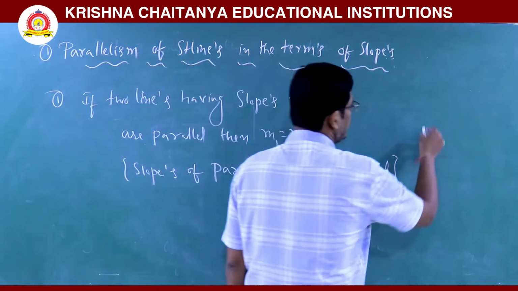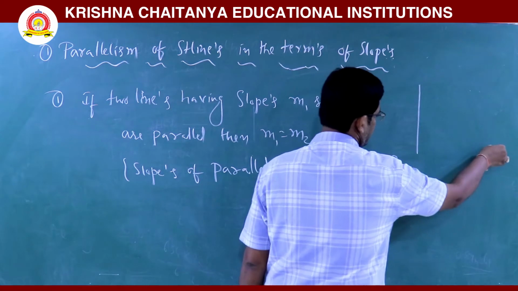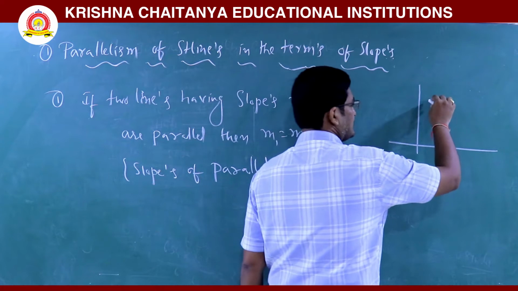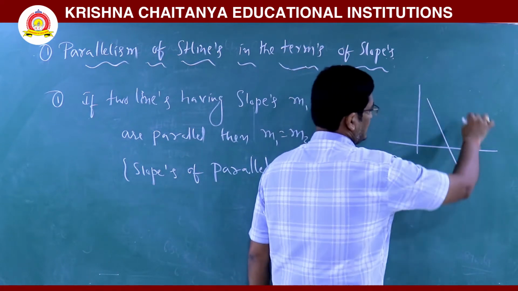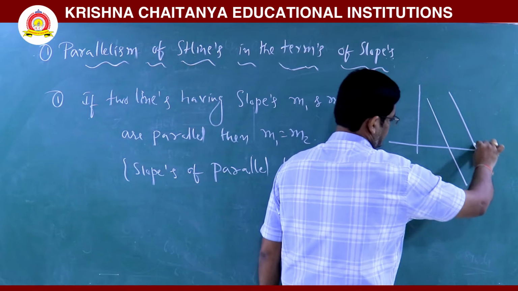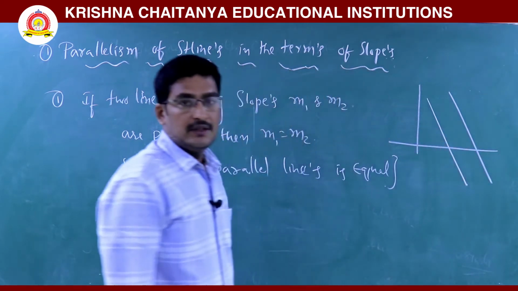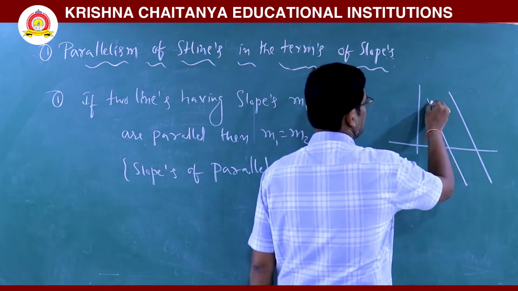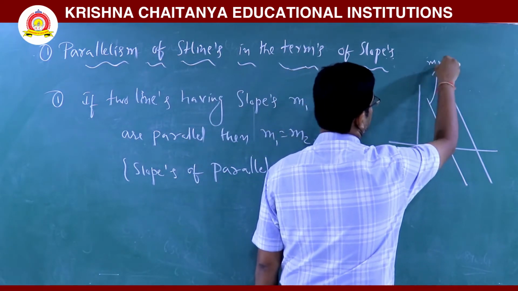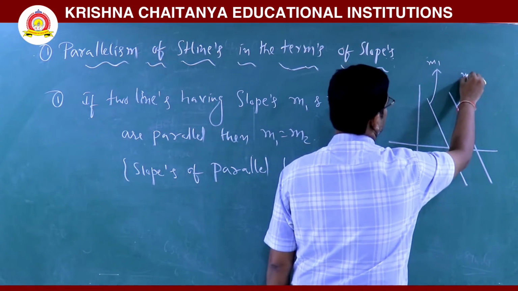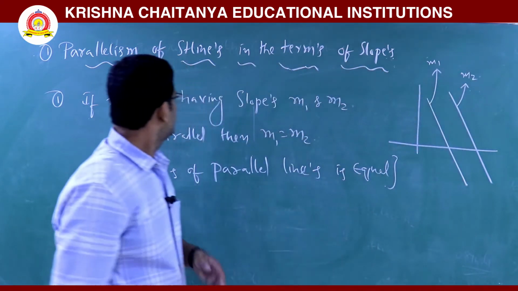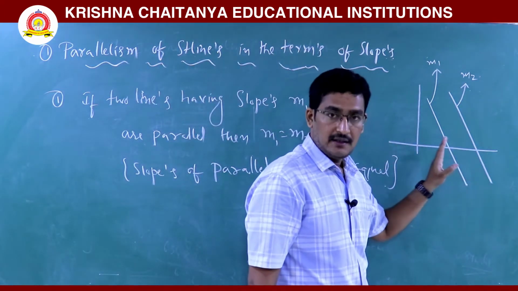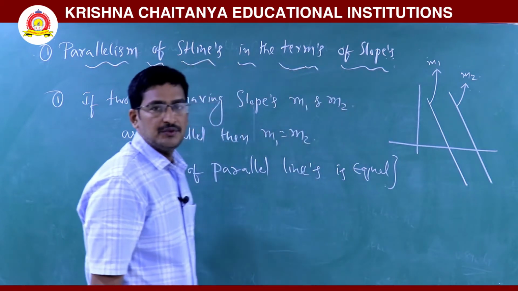Suppose in this coordinate system, this is the y-axis, this is the x-axis. I am taking two parallel lines here. Suppose this is one line, this is another line. These two are parallel. The slope of the first line is m1, the slope of the second line is m2. The two lines having slopes m1 and m2 are parallel. Then what do you say? m1 is equal to m2.